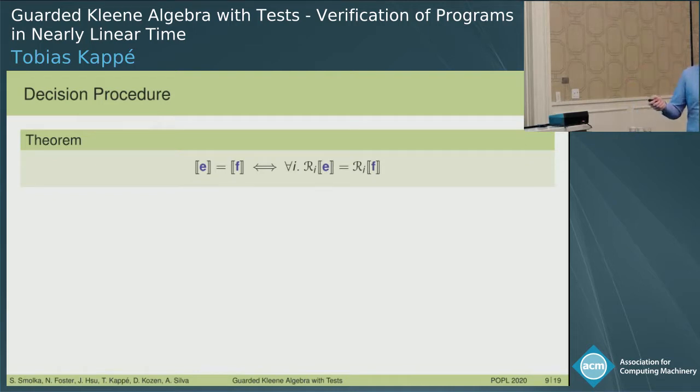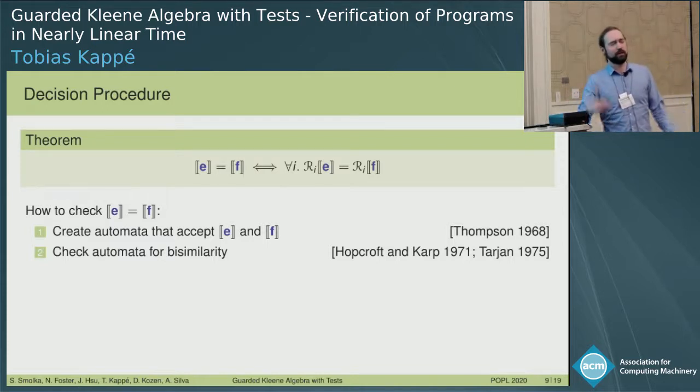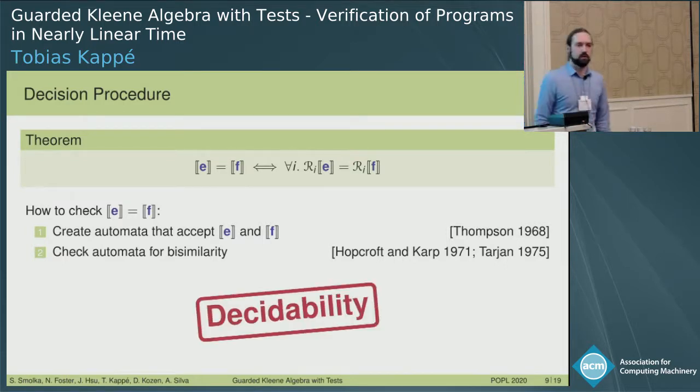And because this is a language interpretation, there's a large body of work that we can use to compare languages, which allows us to decide whether two programs are equivalent under any interpretation. So the way you do that is you translate your expressions to automata, and then you check whether those automata are bisimilar. And this procedure is nearly linear in the size of your automata. This is standard work due to Hopcroft and Karp, and Tarjan later analyzed that. So we have decidability.